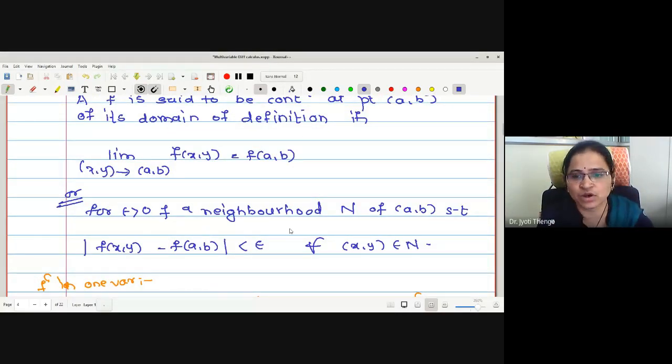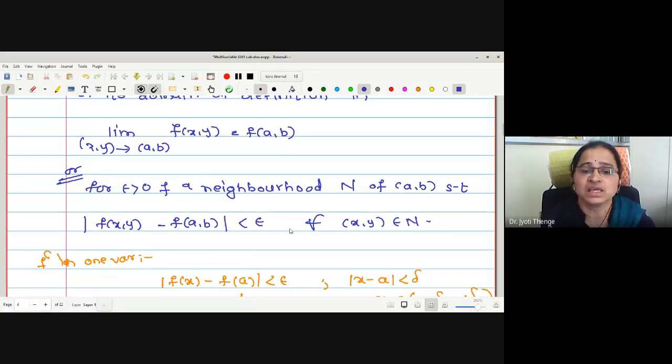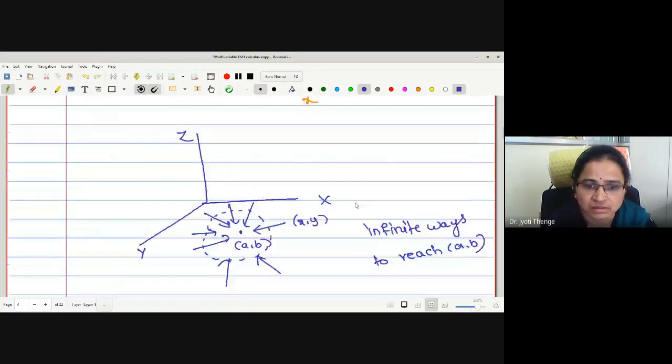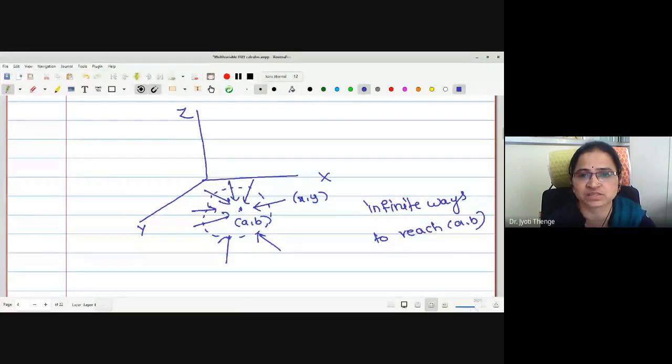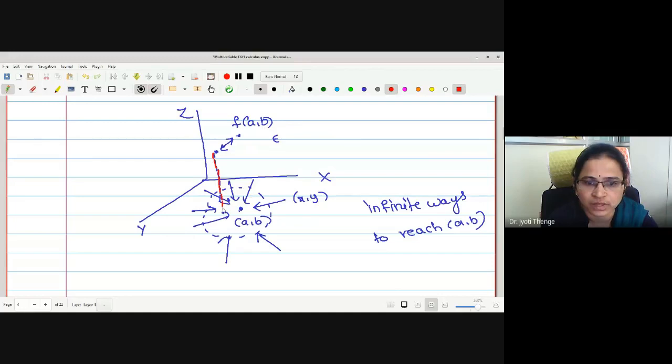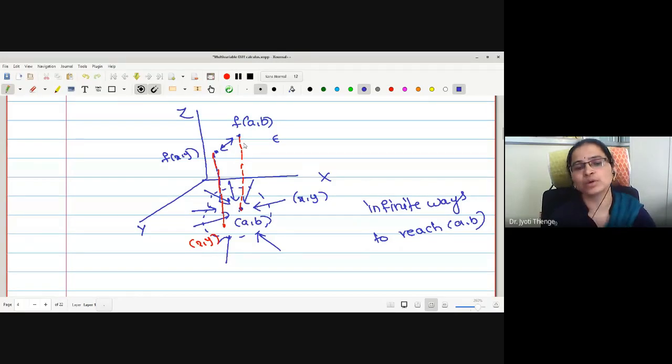For epsilon greater than 0, there exists a neighborhood N of (a, b) such that, in the corresponding images, suppose this is f of (x, y) and this is f of (a, b), the distance between the two must be less than epsilon. Suppose this is an arbitrary point (x, y) in that neighborhood, then this is its image, f of (x, y). What is the distance between f(x, y) and f(a, b)? It must be less than epsilon. And this is true for all the points (x, y) in the neighborhood.